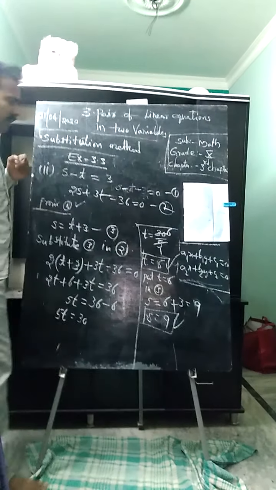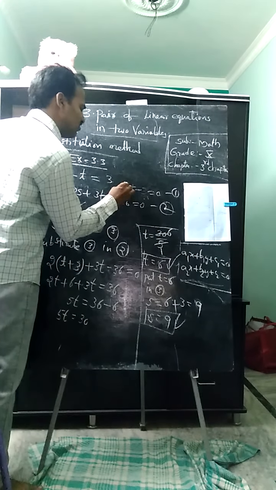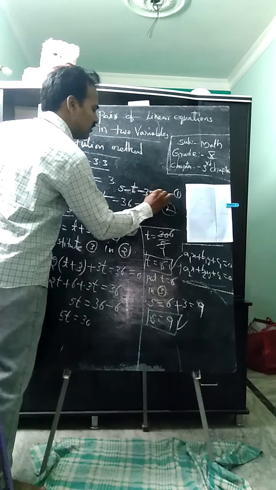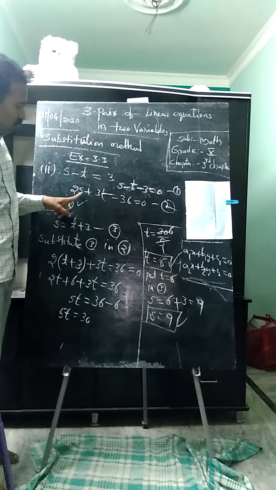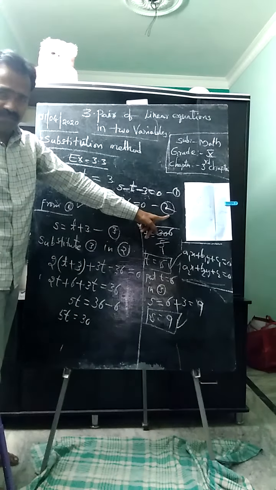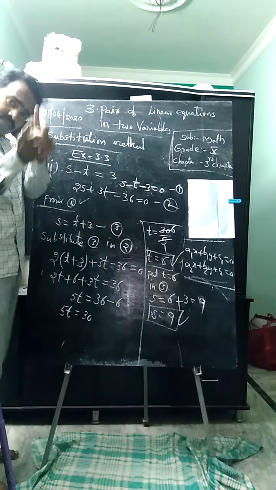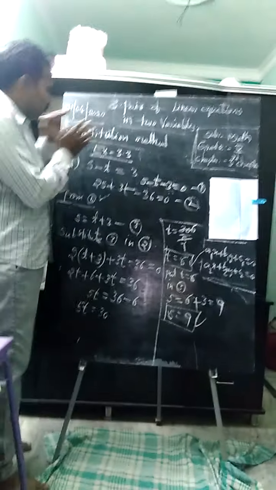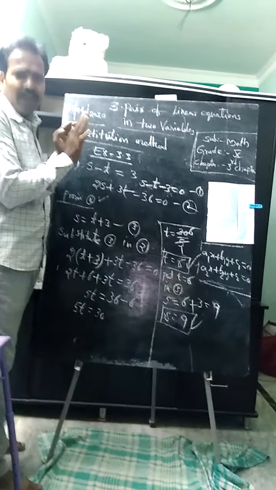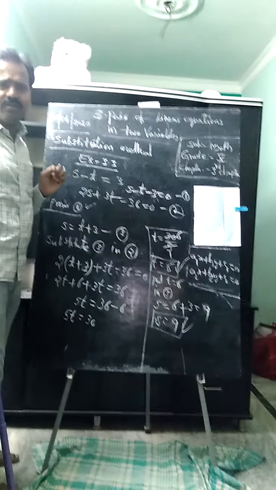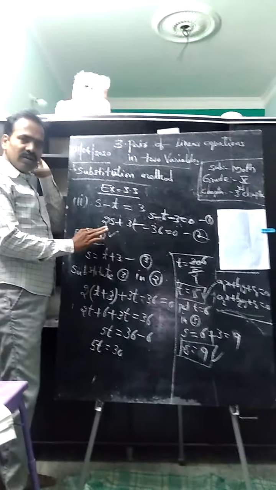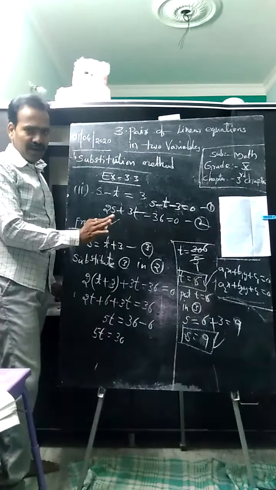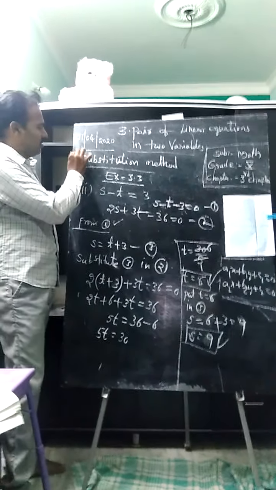Please concentrate here. We got two equations after simplifying. Equation 1 is s minus t minus 3 is equal to 0, and equation 2 is 2s plus 3t minus 36 is equal to 0. Just now we verified they have a unique solution, so we can apply any algebraic method. As we checked, this pair of linear equations contains a unique solution, and we applied the substitution method.